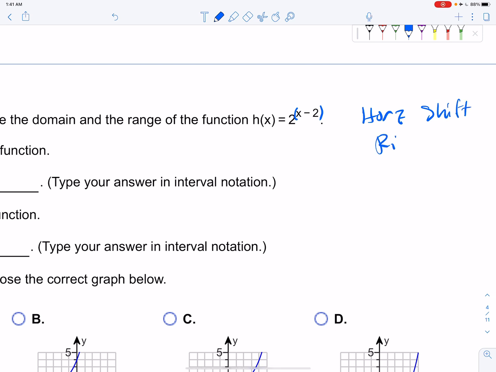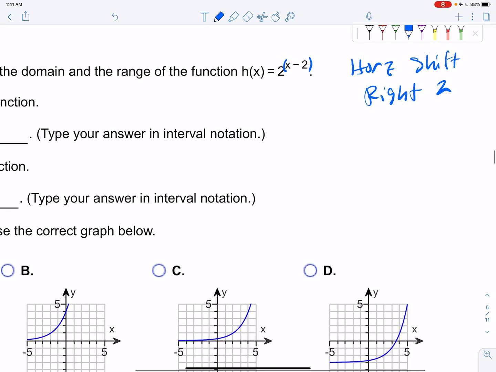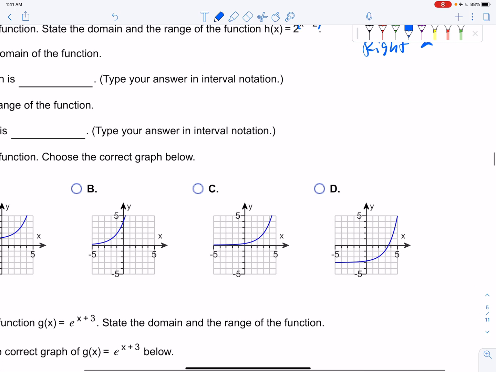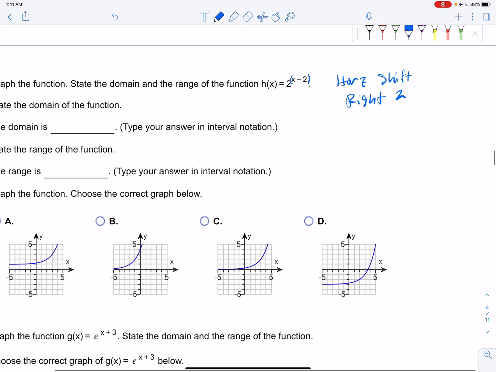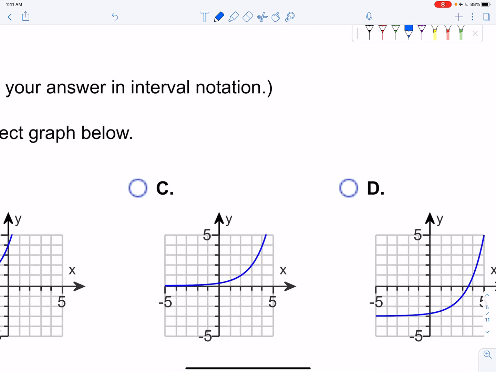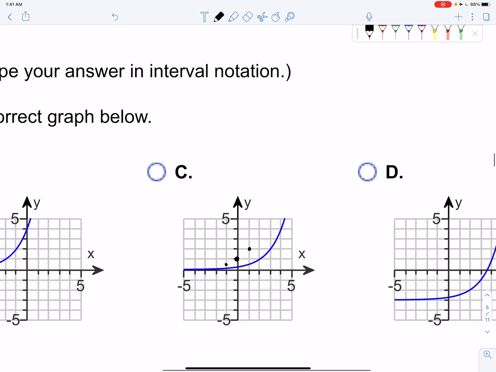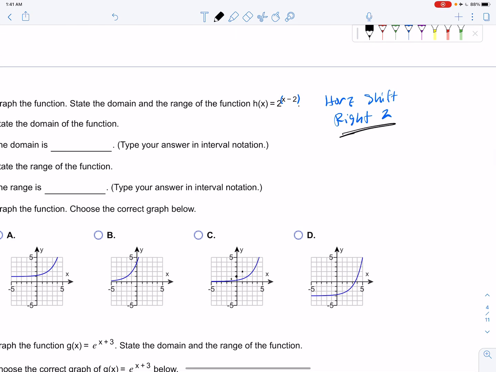Horizontal shift right 2 spaces. Okay. So we know what the basic 2 to the x looks like. This should look like the 2 to the x, but shifting to the right. And which one looks like a good candidate for that? I think C is looking pretty good. Let's zoom in on C and let's see if that actually is happening. So the parent graph would have been right here at 0 comma 1, 1 comma 2, and then negative 1 comma half, right? But we just said, by looking at this, we're thinking that this shifts to the right too.